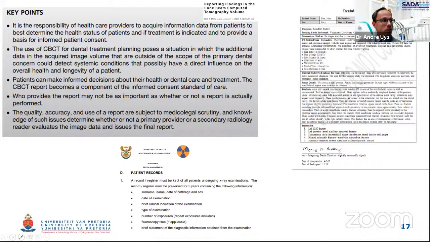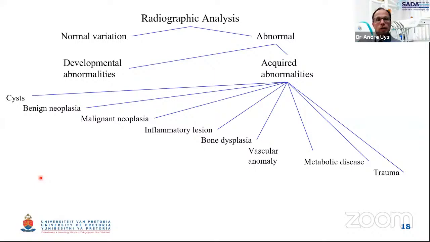If you look at any radiograph, you should follow some kind of chart or algorithm in your evaluation. This is usually what I like to do when I do a radiographic analysis: is it a normal variation or is it abnormal? If it is abnormal, is it a developmental abnormality or an acquired one? If it's an acquired one, then you've got to make a differential diagnosis: is it a cyst, a benign neoplasm, a malignant neoplasm, an inflammatory lesion, or a bony dysplasia, vascular abnormality, metabolic disease, or trauma? If you follow this type of approach to report, you can't really miss anything.